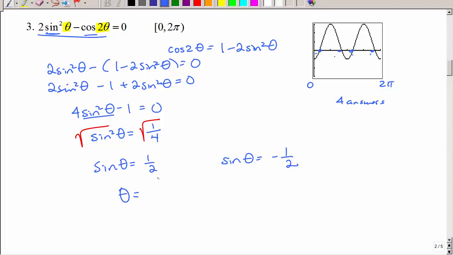So when is the sine positive 1/2? At pi over 6 and 5 pi over 6. When is it negative? At 7 pi over 6 and 11 pi over 6. So those are our 4 exact answers, no decimals, and the reason why I didn't use decimals is because that value of half and negative half is something I should have memorized with my unit circle.